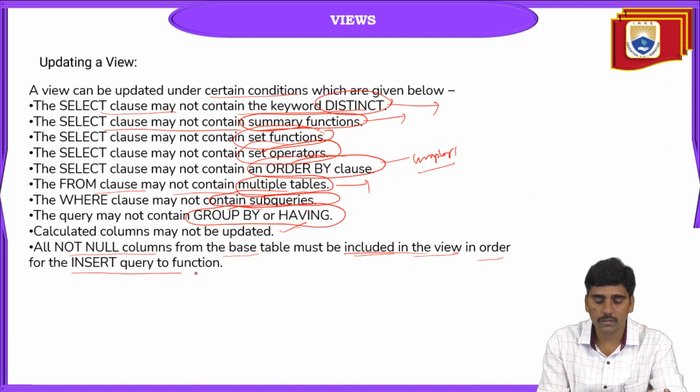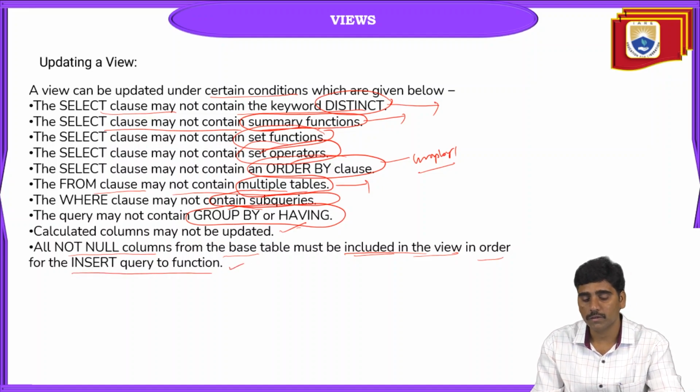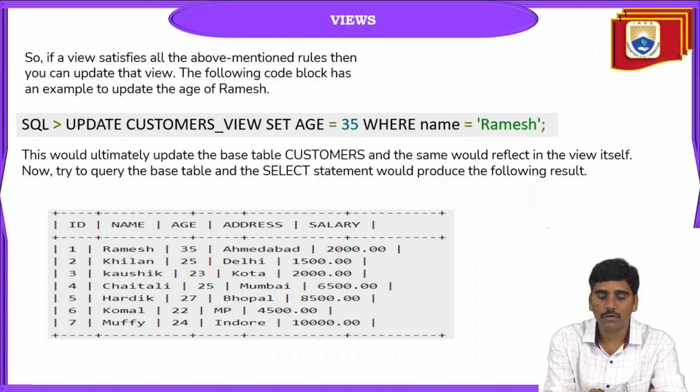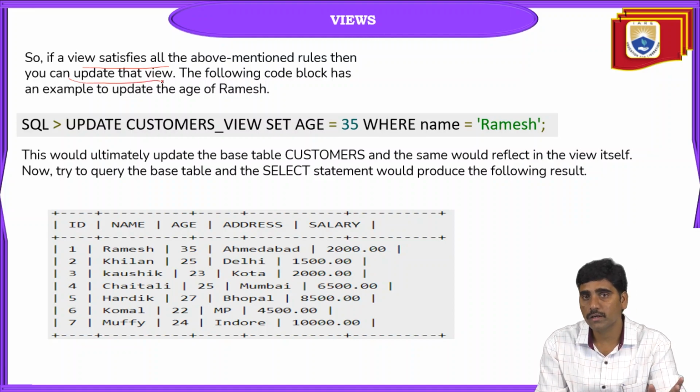in order to insert values in the view. We need to follow all these conditions. What are they? It should not contain distinct, summary functions, set functions, set operators, an order by clause, multiple tables, subqueries, or group by and having clauses. If a view satisfies all the above mentioned rules, then you can update the view.